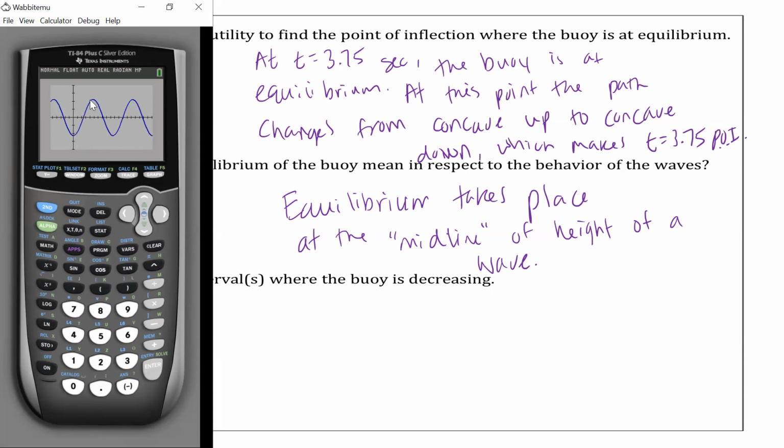Decreasing, I'm sorry. So we know we decrease from our maximum, so I need to find the maximum at some point. We would find the maximum by second trace, maximum. I'm going to go to the left of it, then go to the right of it, and hit enter. So we start decreasing at about 7.5 seconds. Then to find our minimum, you repeat again: trace, minimum, and go down.